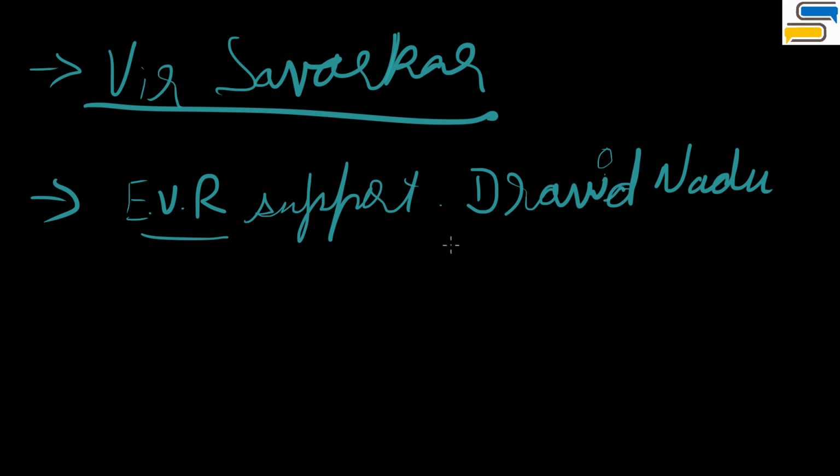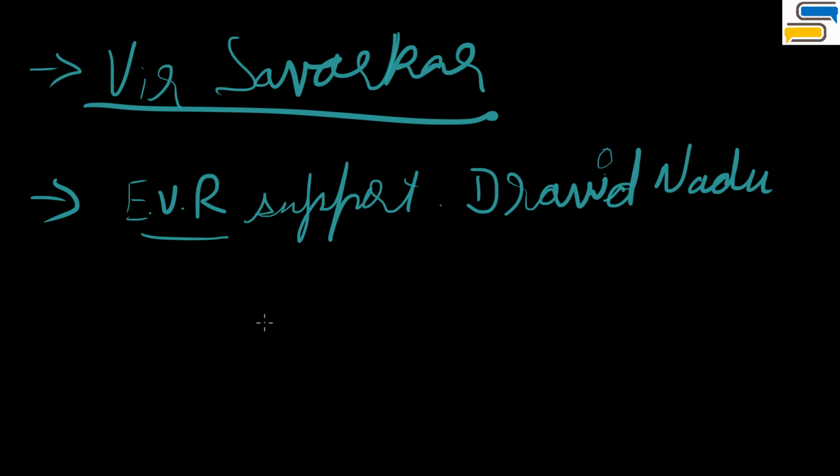CR came in the interest of the country at that time. EVR came for his own interest. Veer Savarkar thought different. Gandhi thought different from the Congress at this time, because Gandhi was supporting C Rajagopalachari at this time. So that is the story of the C Rajagopalachari plan.